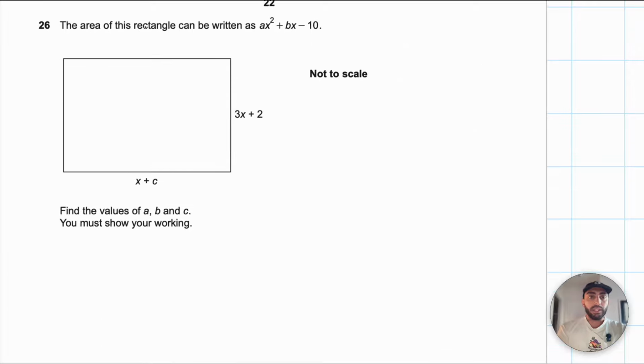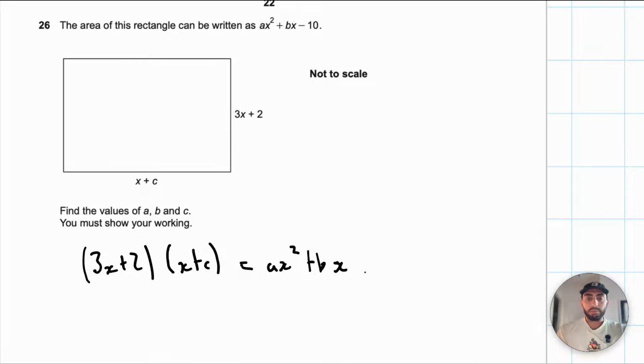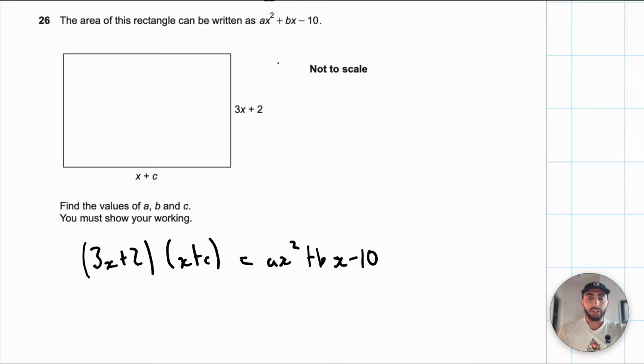Question 26. The area of this rectangle can be written as ax squared plus bx minus 10. Find the values of a, b, and c. How do we find areas of rectangles? We just multiply the base by the height. So I'm going to write 3x plus 2 multiplied by x plus c. That's going to be equal to ax squared plus bx minus 10, because they told us the area of that rectangle was this.